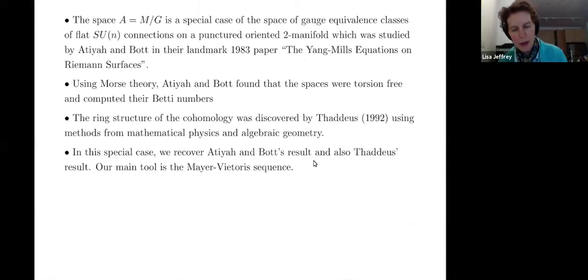So the quotient space is a special case of the space of gauge equivalence classes of flat SU(N) connections on a punctured oriented 2-manifold, where you specify that the loops around the punctures get sent to generators of the center of the group. And this space was studied by Atiyah and Bott in their 1983 paper, The Yang-Mills Equations over Riemann Surfaces. Using Morse theory, Atiyah and Bott found that these spaces were torsion-free and computed their Betti numbers.